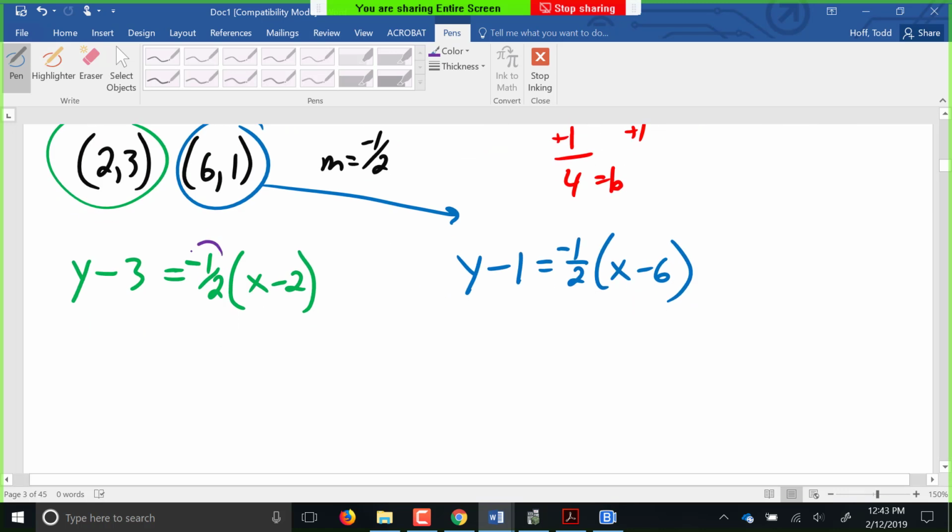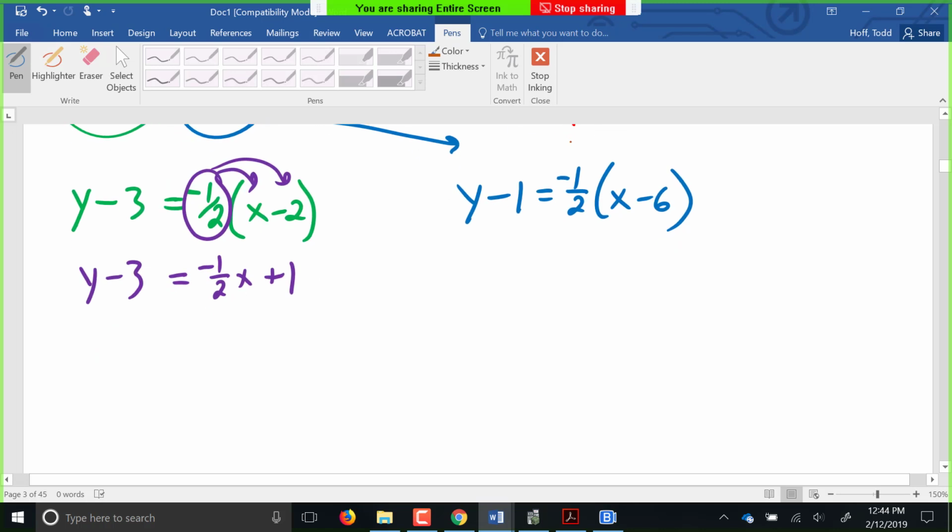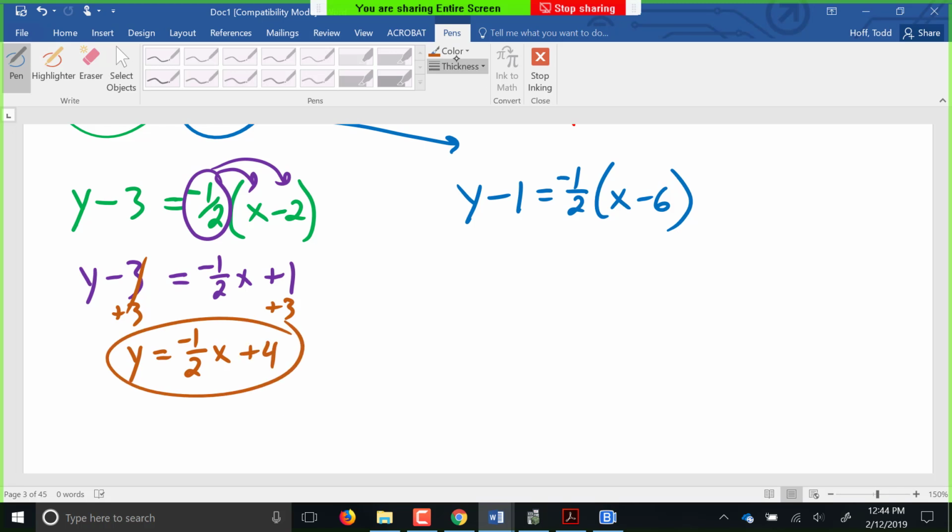To do that conversion, the first thing we have to do is distribute the negative 1/2. That's going to be negative 1/2 x. Negative 1/2 times negative 2 is a positive 1. The left side over here didn't have anything to do yet. What's the final thing we have to do? Add 3. And of course, when we add or subtract, we only have to do it to one piece on each side. So y equals negative 1/2 x plus 4, which is what we had before.